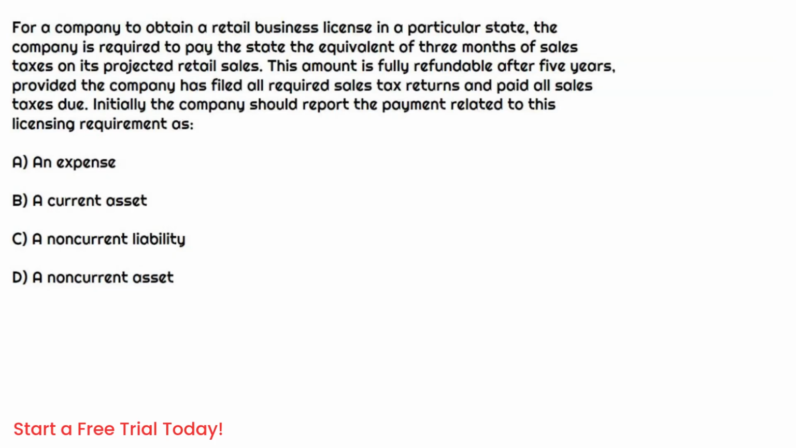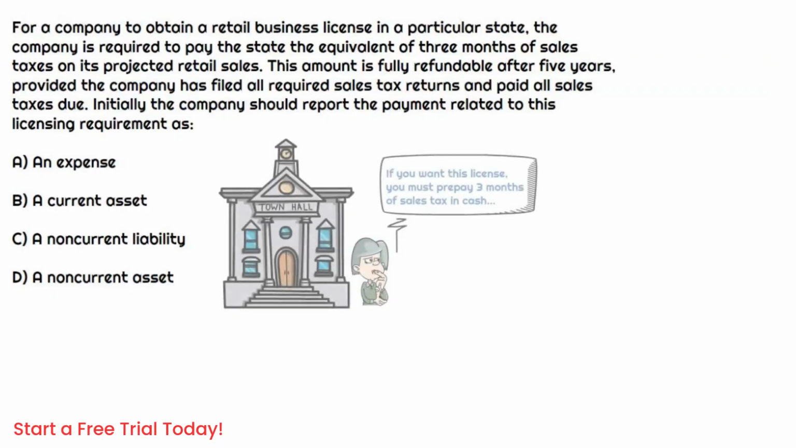But essentially what's going on here is that a company is starting in a new area. For whatever reason, this state says, okay, you're going to pay a sales tax, but to get started and get this license, you have to prepay what you believe 3 months of sales tax will be. And then at the end of 5 years, assuming that you pay all of your sales tax over this 5-year period, we will refund you the 3 months that you prepaid at the beginning of this endeavor when we gave you the license.